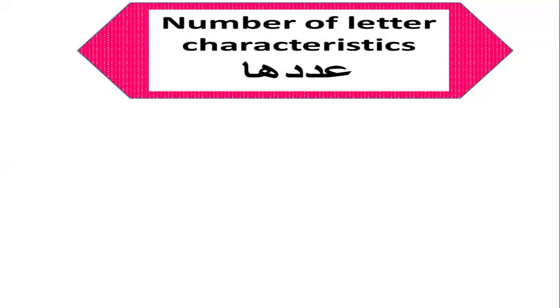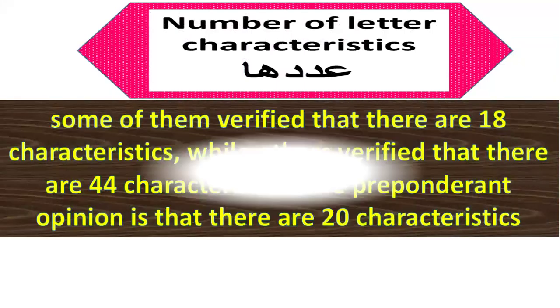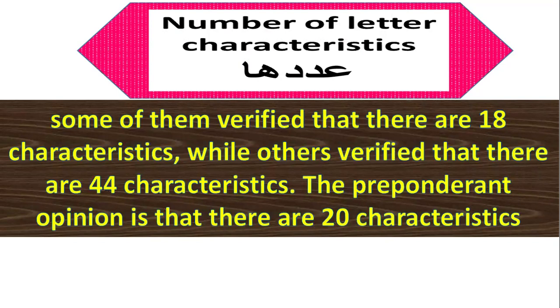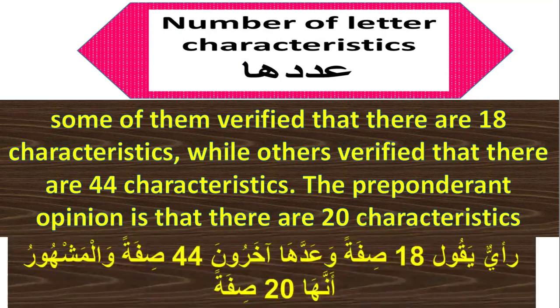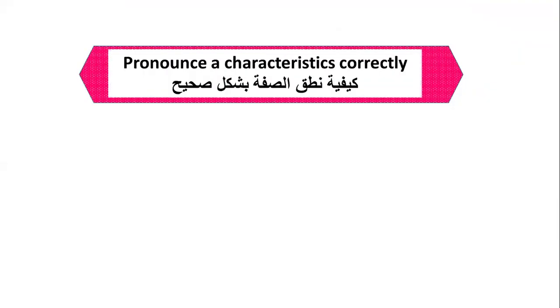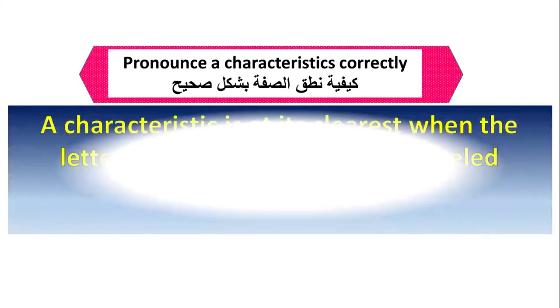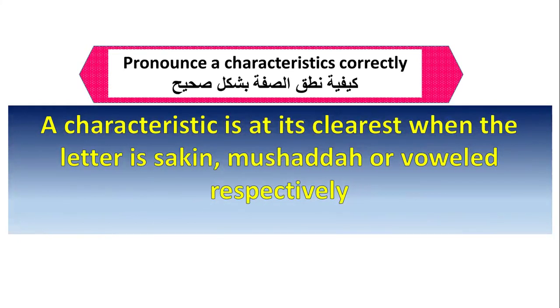Let's go to the number of letter characteristics. Some of them verified that there are 18 characteristics, while others verified that there are 44 characteristics. The preponderant opinion is that there are 20 characteristics. Pronounce characteristics correctly. A characteristic is at its clearest when the letter is ساكن, مشدد, or vowel respectively.